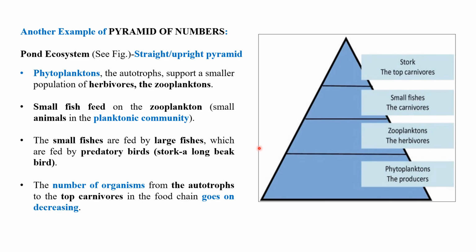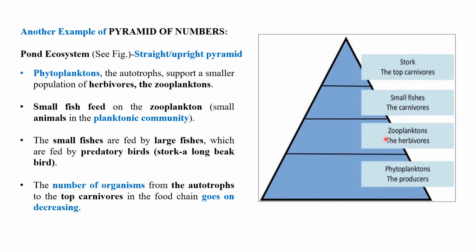Next example of the pyramid of numbers is the pond ecosystem. This is also a straight and upright pyramid. Phytoplanktons, the autotrophs, support a smaller population of herbivores, the zooplanktons. At the bottom you can see the producer, which is nothing but phytoplanktons. Small fishes are fed upon by large fishes, which are fed upon by predatory birds. A stork, a long beak bird. We can see the diagram.